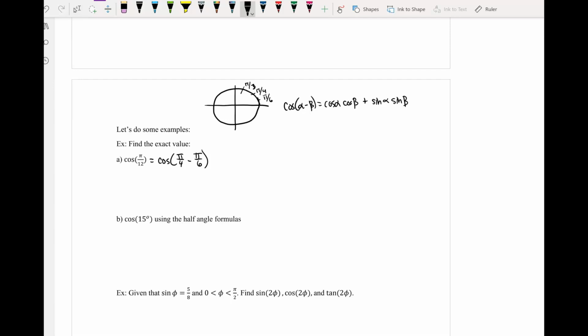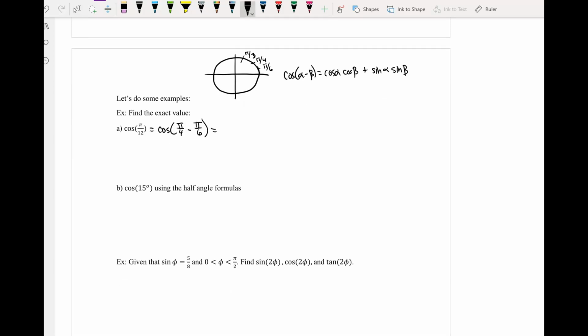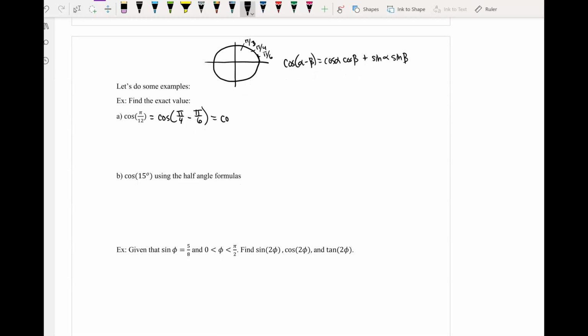So I'm going to go ahead and plug these angles into the formula. You're going to get cosine of pi over 4, then the cosine of pi over 6, then plus the sine of pi over 4 times the sine of pi over 6. All right? So now we know that the cosine of pi over 4 is square root of 2 over 2. We know the cosine of pi over 6 is going to be square root of 3 over 2.